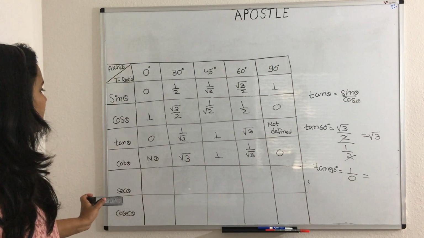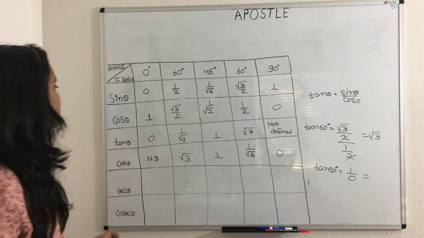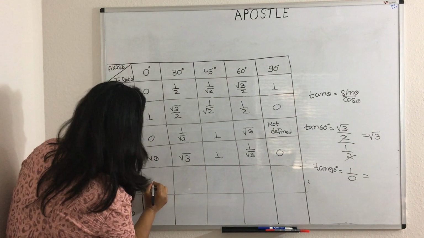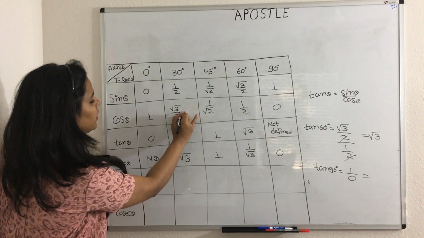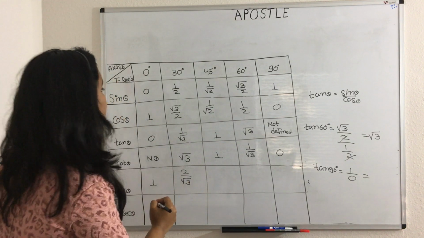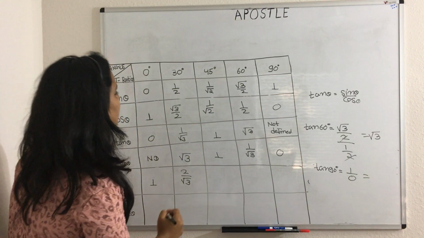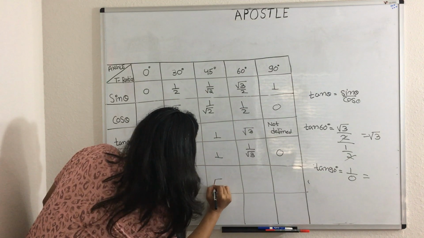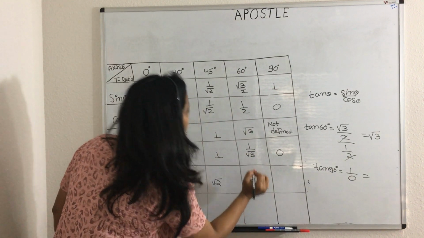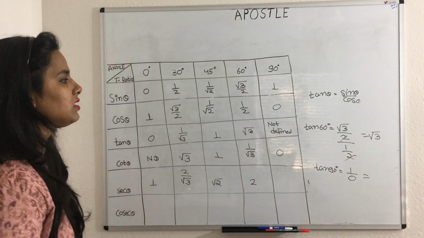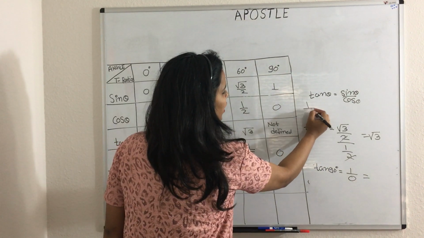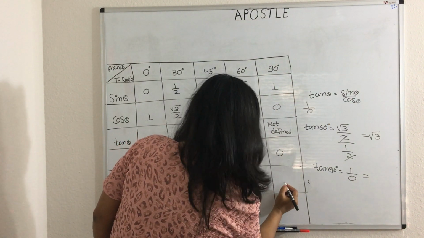Now we have to calculate the value of sec theta. So what is the value of sec theta? The value of sec theta is the reciprocal of cos theta, that is 1. In the case of 30 degree, it's 2 by root 3. In the case of 45 degree, it is root 2. In the case of 60 degree, it is 2 only. In the case of 90 degree, its value is going to be the reciprocal of 0. So 1 upon 0 is not defined.